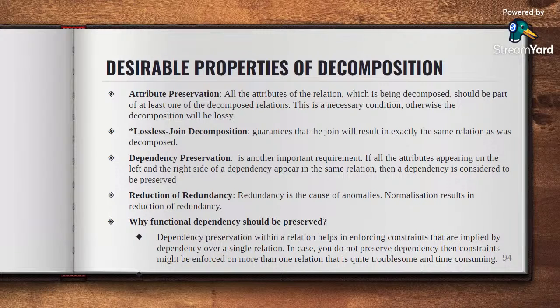Reduction of redundancy. Redundancy is the cause of anomalies. Normalization results in reduction of redundancy. Why should functional dependency be preserved? Dependency preservation within a relation helps in enforcing constraints that are implied by dependency over a single relation. In case you do not preserve dependency, then constraints might be enforced on more than one relation. That is quite troublesome and time consuming.